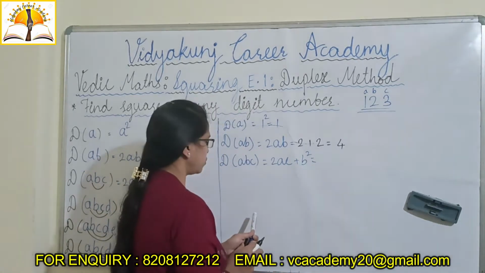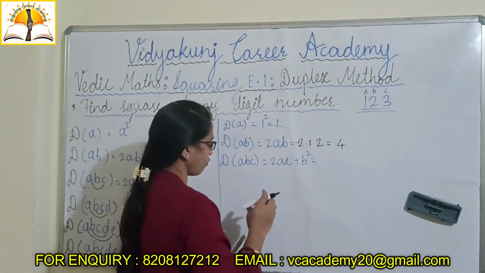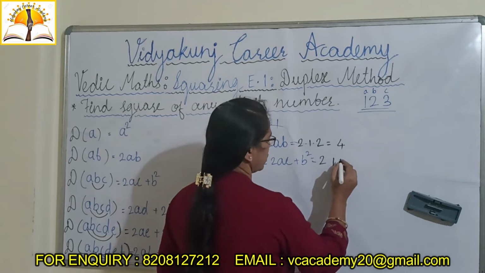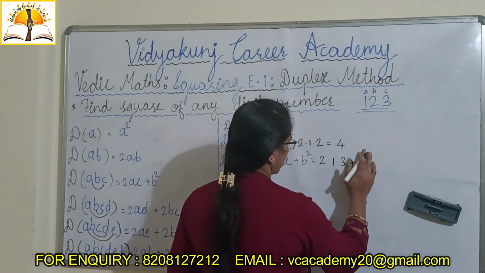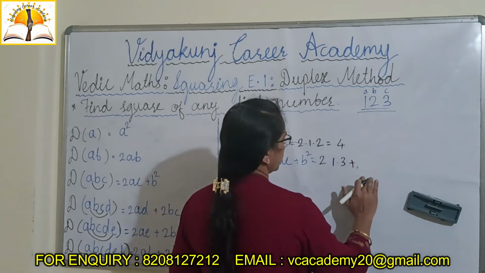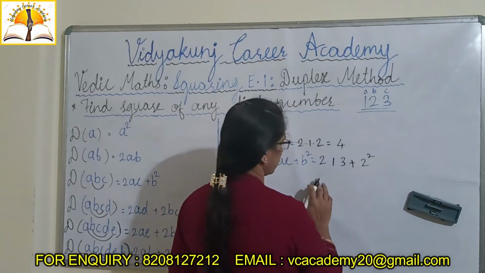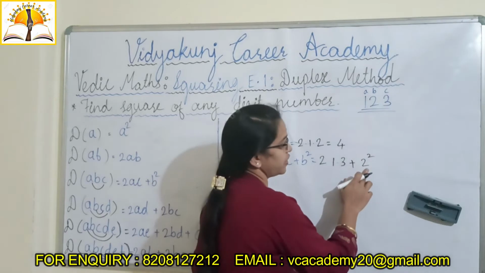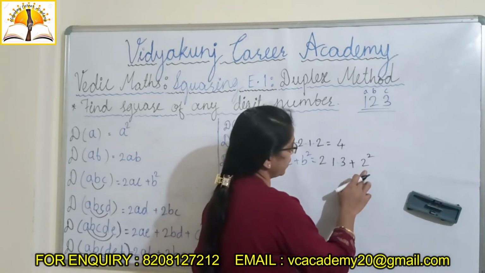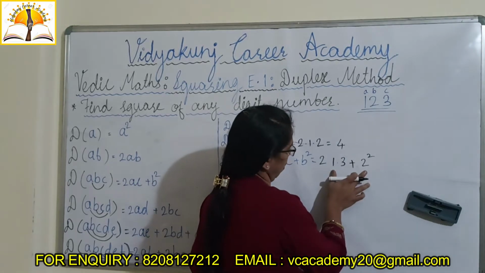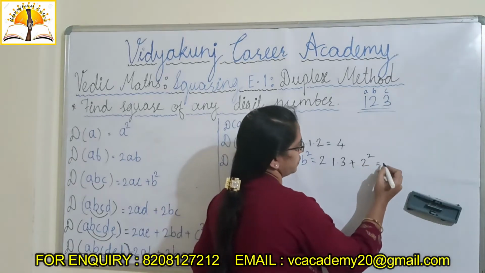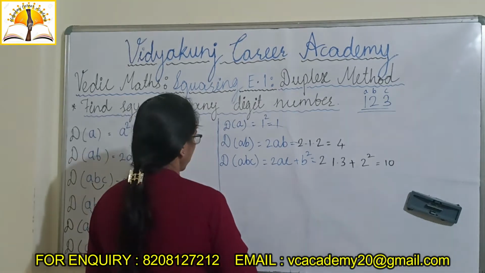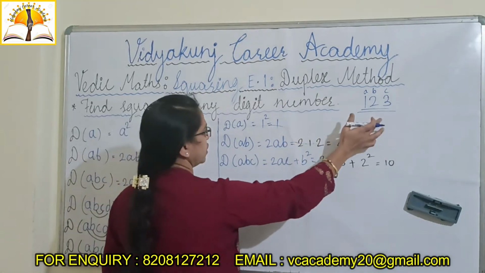2AC means I have to write here 2. A means 1. C means 3. Plus B square, B means 2, 2 square. See here, do multiplication. 2 ones are 2, 2 threes are 6. And 2 square is 4. Here 6 plus 4 is 10. Yes or no? Yes. Now next one. 3 digit finished here.